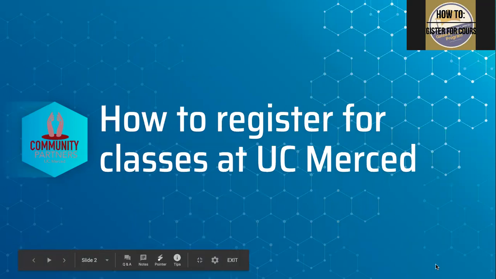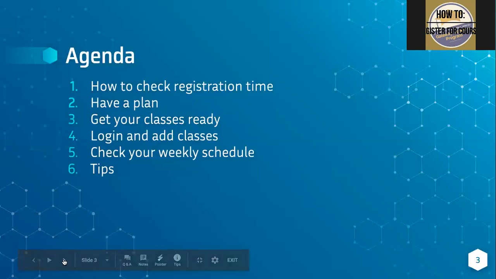So today we're going to learn how to register for classes at UC Merced. Many of us who are part of Community Partners have already graduated, so we know what it's like to pick the wrong classes, not know what to do, and make a lot of mistakes. So we're going to teach you what not to do. Today we're going to first check our registration time, have a plan, get your classes ready, log in and add classes, check your weekly schedule, and lastly, tips.